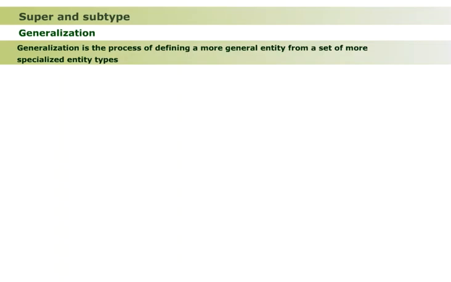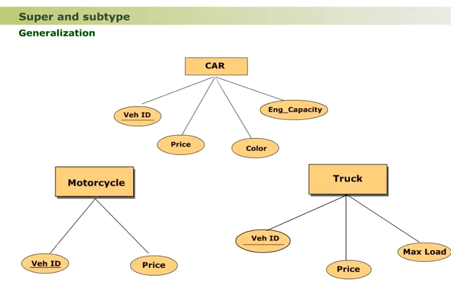There are two processes which serve as mental models in developing super and subtypes relationships. These are generalization and specialization. Let us discuss each one in detail. Generalization. In data modeling, generalization is the process of defining a more general entity from a set of more specialized entity types. For example, consider these three entity types as shown.